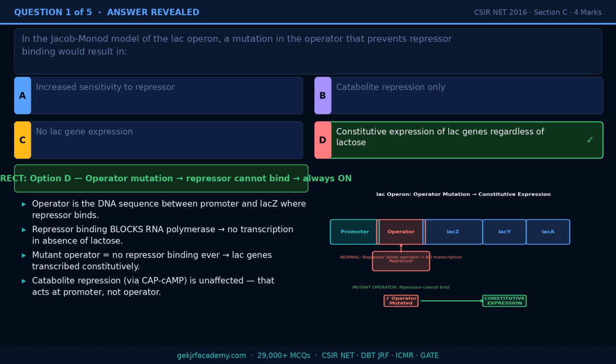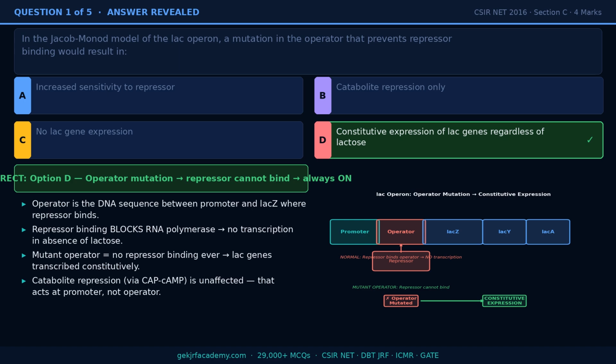Now consider the mutant operator. The mutation prevents the repressor from binding under any condition, whether lactose is present or absent. The physical block is permanently removed. RNA polymerase has unobstructed access to the promoter at all times, and the lac genes are transcribed constitutively, that is, continuously, regardless of whether lactose is available.